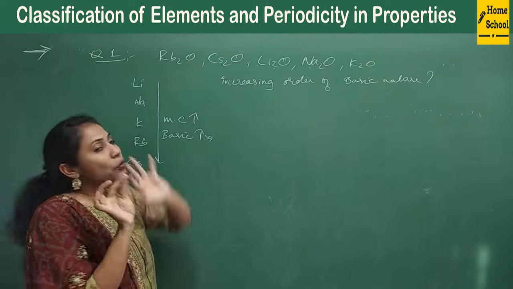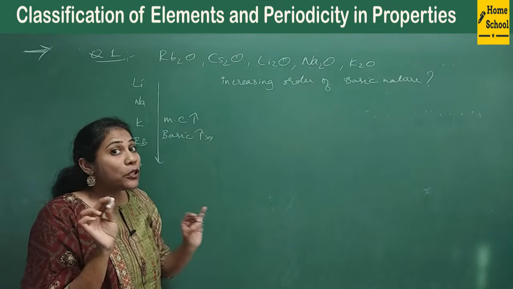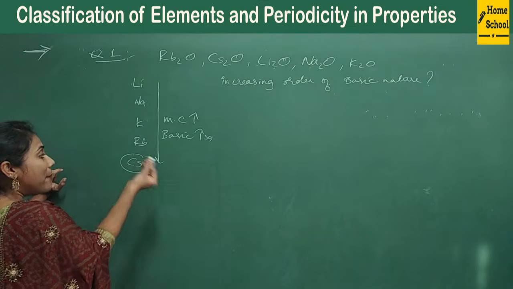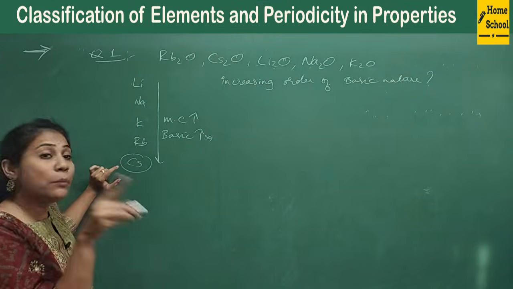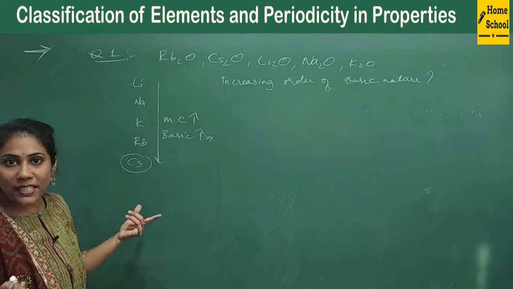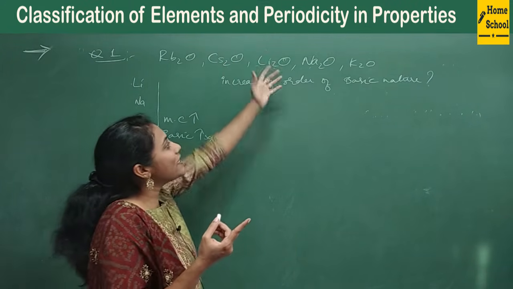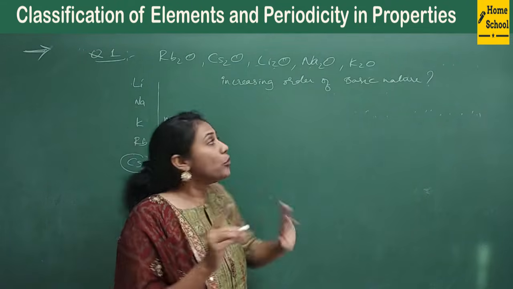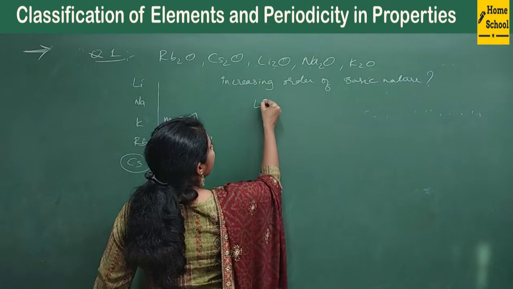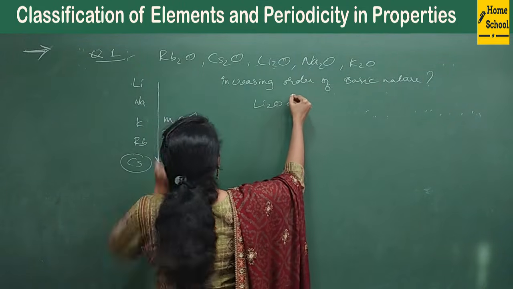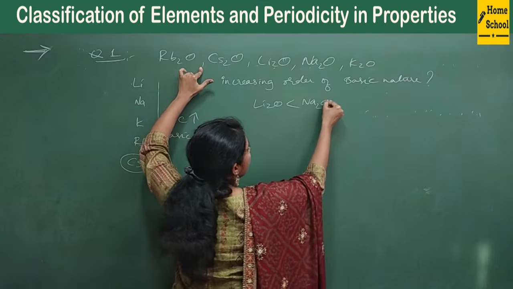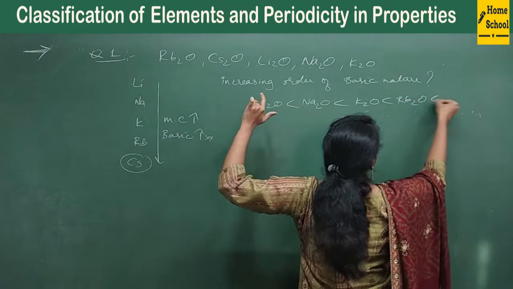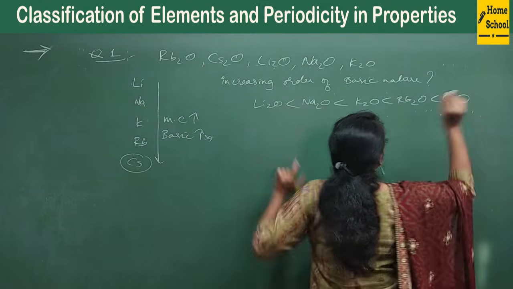Among them, can you all tell me which compound is more basic? Who is more metallic? Definitely cesium. Which element's compounds are more basic? Definitely compounds of cesium. So here cesium oxide is more basic. Arrange in increasing order, that means less basic to more basic. Who is less basic? Definitely lithium oxide. Later comes sodium oxide, then potassium oxide and rubidium oxide, and most basic is cesium oxide.